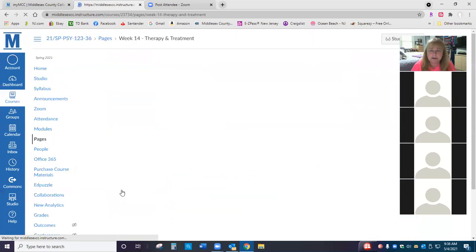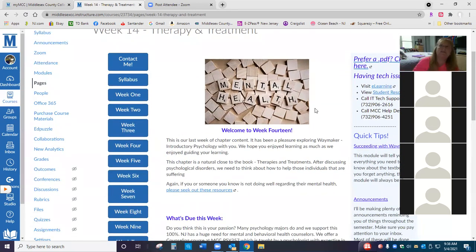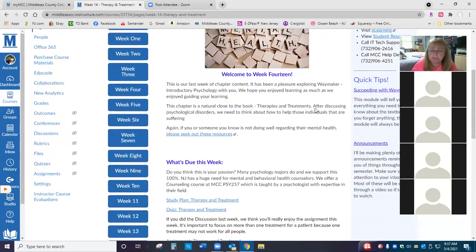This week, let's go to week 14. So today we're going to go over therapies and treatments. We went over all the psychological disorders last week. This week we're going to do, what can you do about it? You also know that this month is Mental Health Month. So no matter what morning show you put on, they're doing something about Mental Health Month.